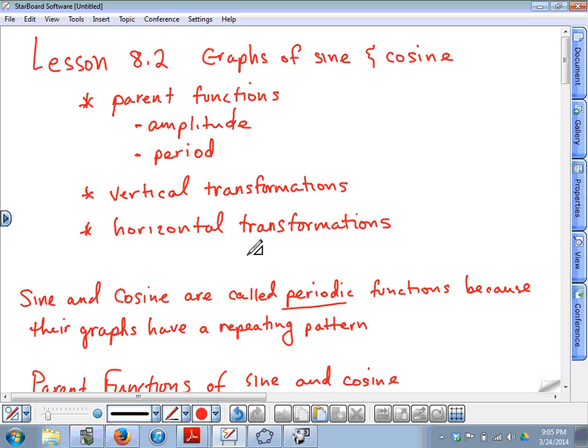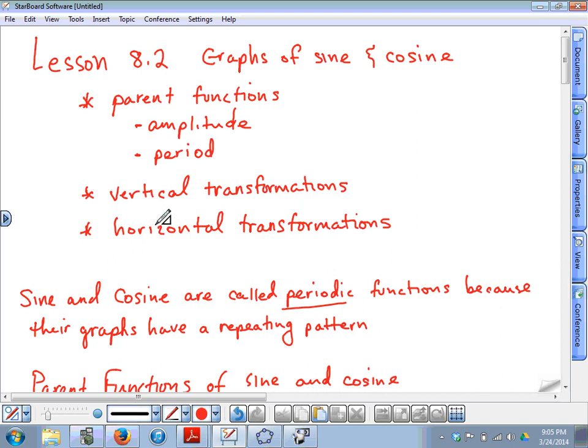Some of this is going to be review from what you learned in Algebra 2. We did talk briefly about graphing sine and cosine, and we just did very basic graphs. So we're going to take that and expand upon it. You're going to go into much more detail, much more depth. This first objective is what you might remember from Algebra 2, the parent functions, talking about what the amplitude and the period of the sine and cosine are.